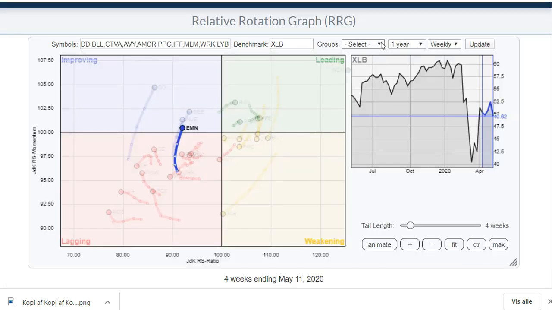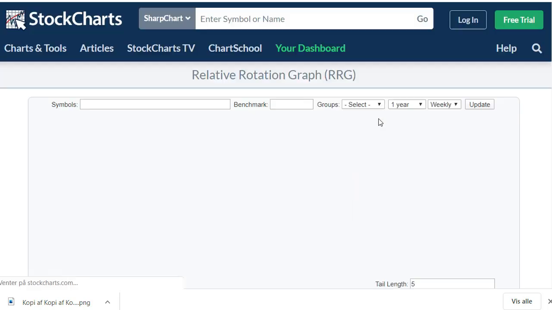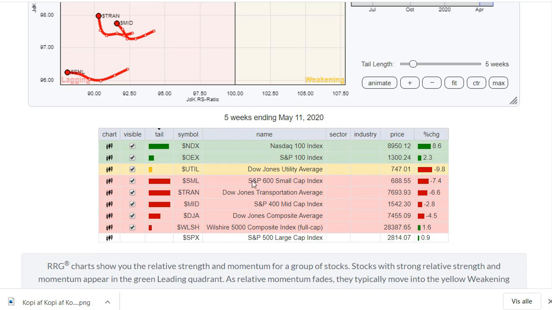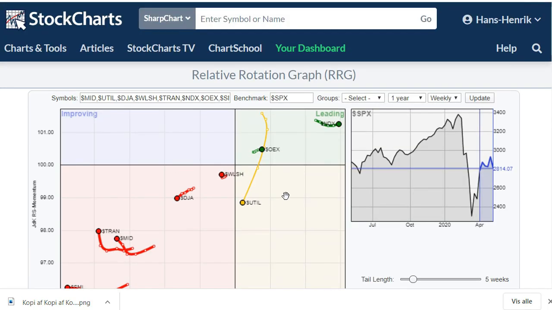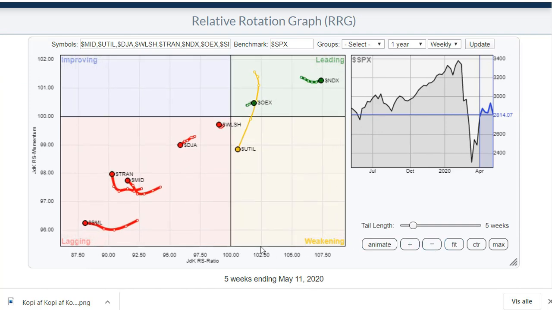And as I said, you can also put anything else in. You can put all the major indices in here. We have the Nasdaq, the S&P 500, we have the small cap, the mid cap, and so on, the Wilshire 5000, and then we can start to see if some of them are actually doing better. Are we seeing some small caps that are starting to move or starting to drop?